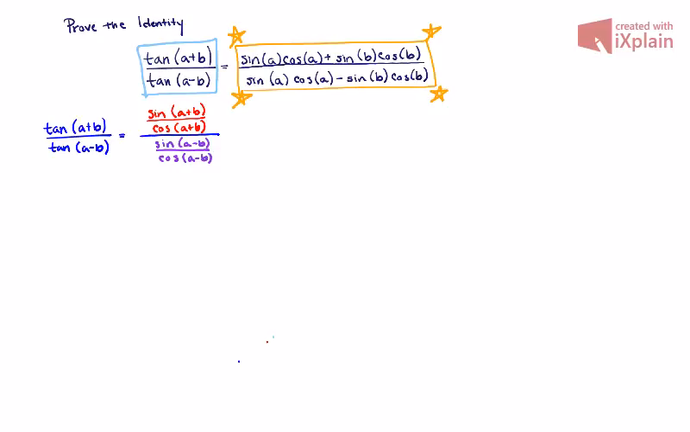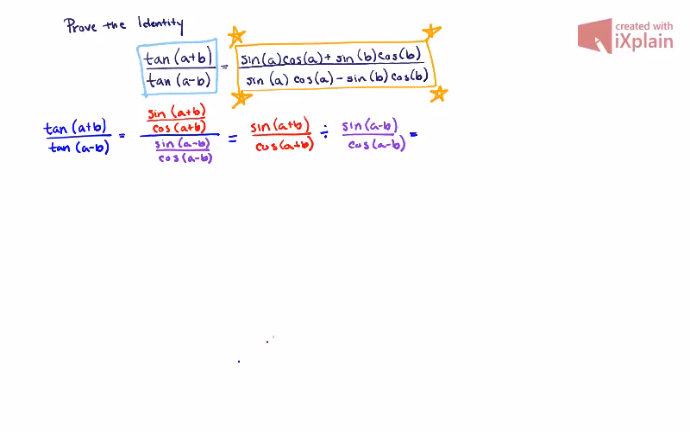Okay, so now what I'm going to go ahead and do is fix that complex fraction that I'm looking at. So I'm going to rewrite this. So instead of having the division bar, I'm going to use the division sign. So we'll have the sine of a plus b all over the cosine of a plus b divided by sine of a minus b all over the cosine of a minus b.